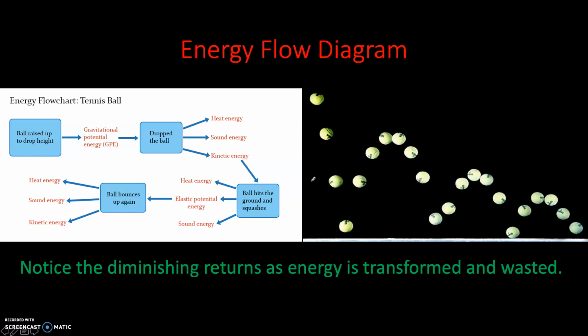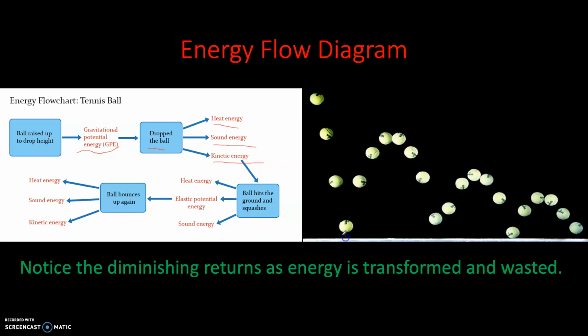Another flow chart here, as a tennis ball falls. So up the top, it's got gravitational potential energy as you hold it above the ground. When you drop it and it's falling towards the ground, there's heat energy, sound energy, and kinetic energy. You won't really feel the heat. You probably won't even hear the sound if it's just falling through air, but you will see the kinetic energy.